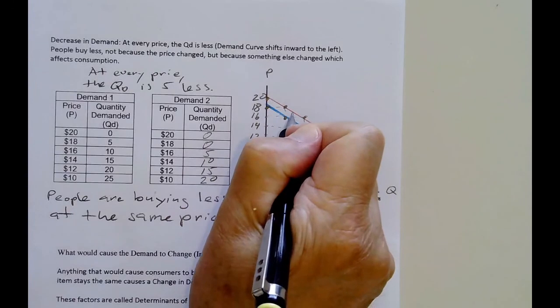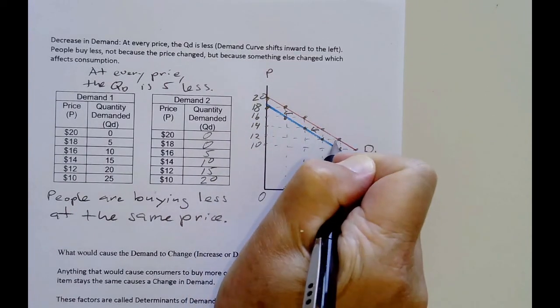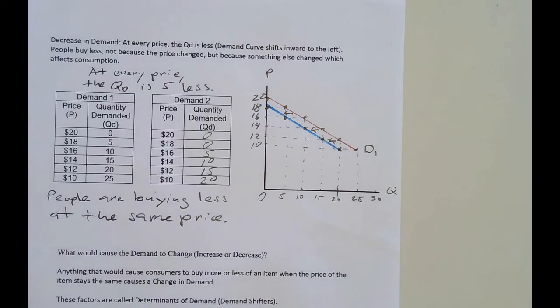Again, economists use arrows moving inward, and that shows very clearly that demand has moved inward to the left, and that's always a decrease in demand. That means that people are buying less at the same price. So at every price, people are buying less.